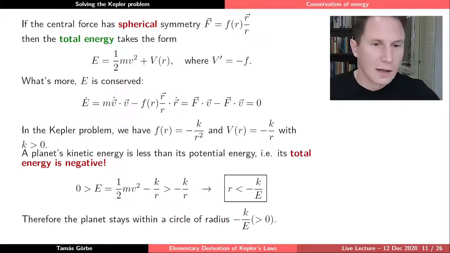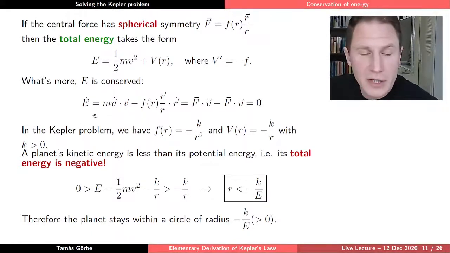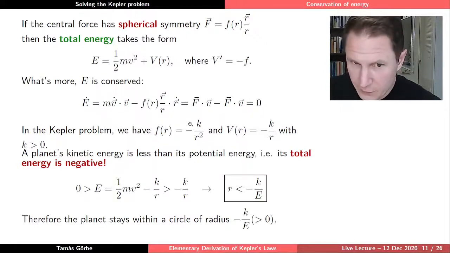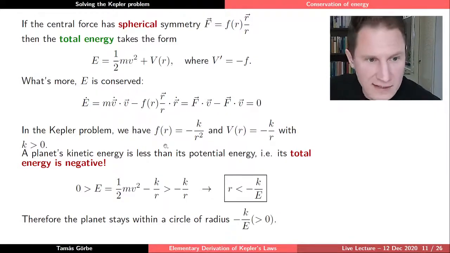Okay, so now we see that the conservation of energy holds true. In the Kepler problem, little f and capital V have these special forms: the inverse square law and the gravitational potential that is inversely proportional to the distance.